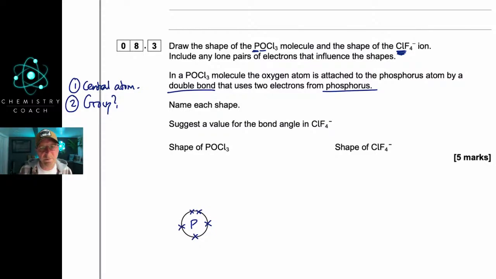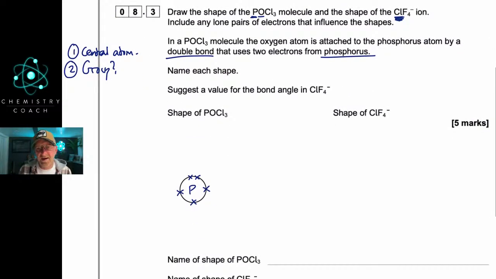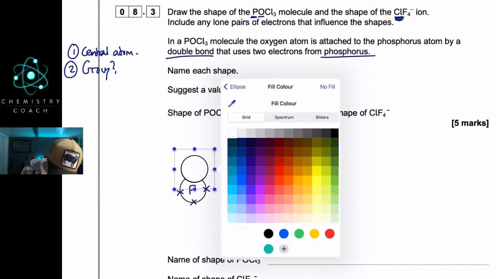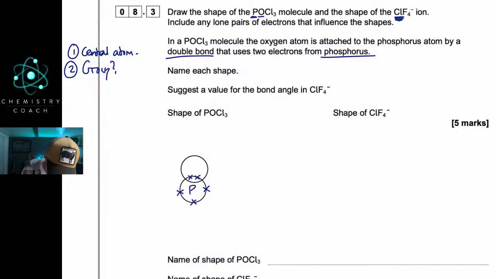The reason I've done 2 at the top is because they've told me that it makes a double bond with oxygen. So I'm just going to put oxygen in here. This one, no fill. There we go. So that's our oxygen. That's a double bond, so it's got 1, 2 electrons from oxygen there, and of course we've got the other 4. Now, of course, what makes sense is we've got 3 chlorines bonded around this phosphorus as well. Oh look, we've actually got 3 electrons that we can use to make those covalent bonds.